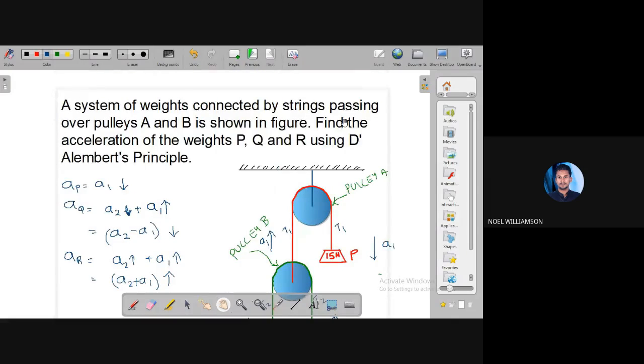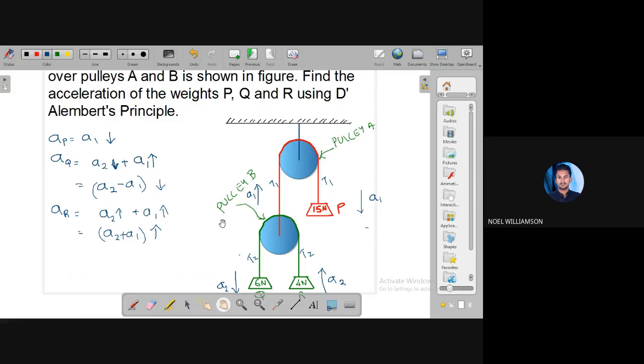Now, in the question, find the acceleration of the weights P, Q and R using D'Alembert's principle. So here we have to apply D'Alembert's principle and find the values of these accelerations. So what is D'Alembert's principle? How is it stated?